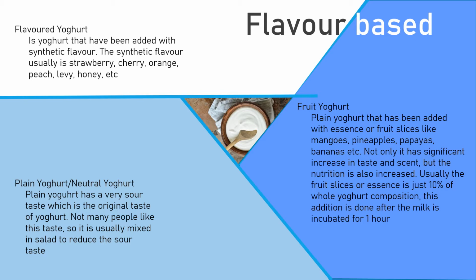Fruit yogurt is plain yogurt that has been added with essence of fruit slices like mangoes, pineapples, papayas, bananas, and so on. Not only does it have a significant increase in taste and scent, but the nutrition is also increased. Usually the fruit slices or essence is just 10% of the whole yogurt composition. This addition is done after the milk is incubated for 1 hour.